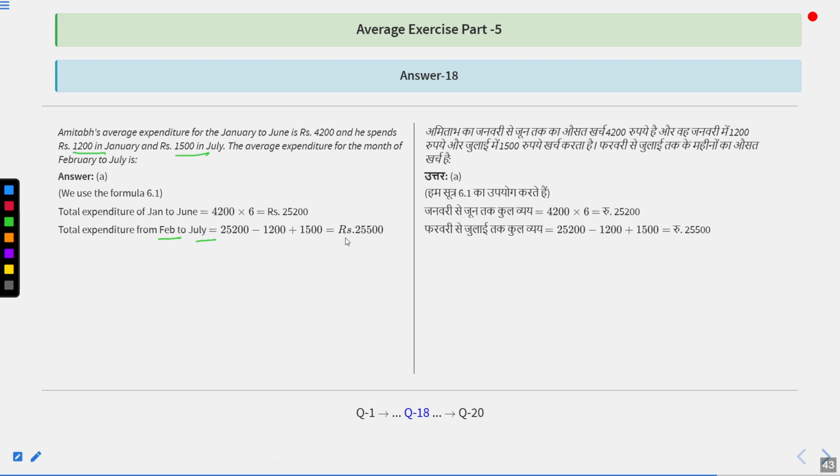So what will be the February to July total? It will become 25,500. So what will be the average? 25,500 divided by 6, which is 4,250. A is the correct answer.